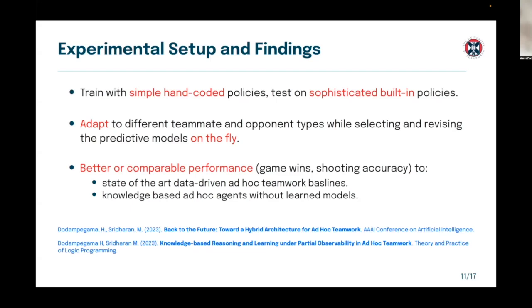So we could see that incrementally, the agent can learn new models, select the existing models, and revise them, so that it can adapt to these teammates and opponents on the fly. And it can do it with much less data. And overall, it can perform better or comparably with the existing state-of-the-art methods, which are again only based on deep neural networks. And also, it can perform better than agents that only use the knowledge-based component of the system. So I think this emphasizes the importance of combining both together.